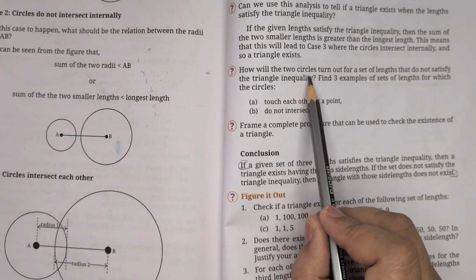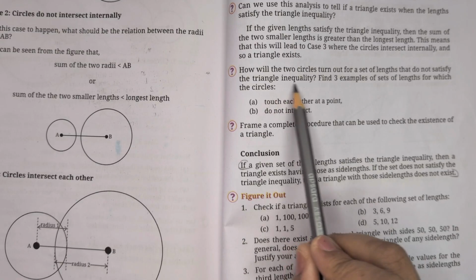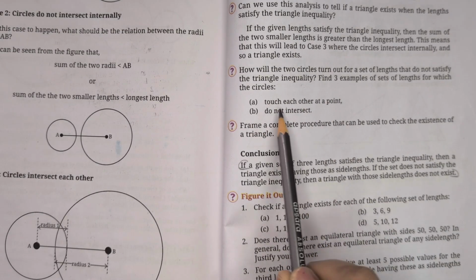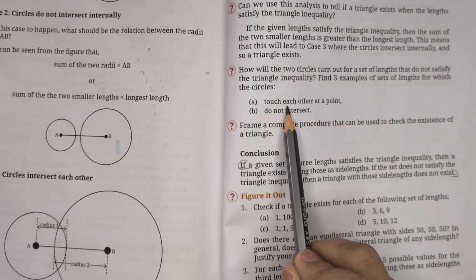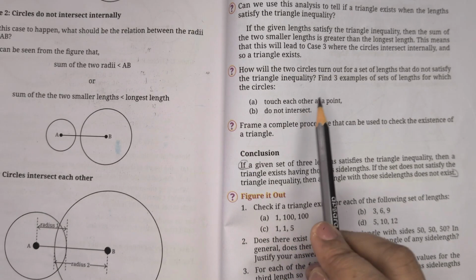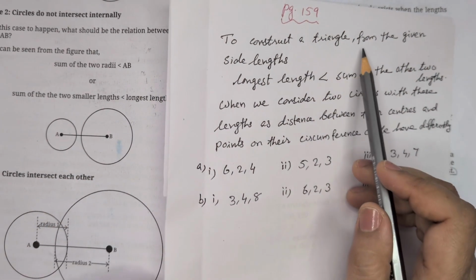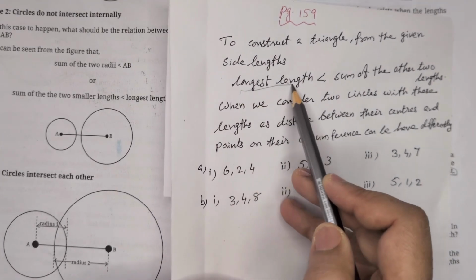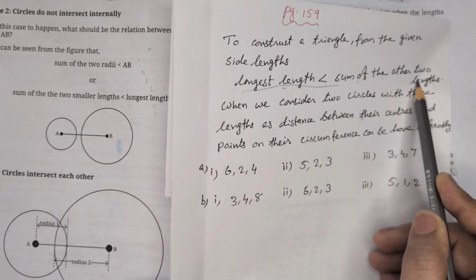Here, how will the two circles turn out for a set of lengths that do not satisfy the triangle inequality? Find 3 examples of sets of lengths for which the circles, first case, touch each other at a point; second case, do not intersect. To touch at a point, the sum of the two sides must be the same as the third side. We know that to construct a triangle for the given lengths, the longest side must be less than the sum of the other two lengths.